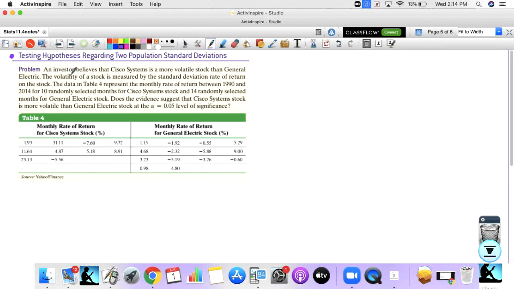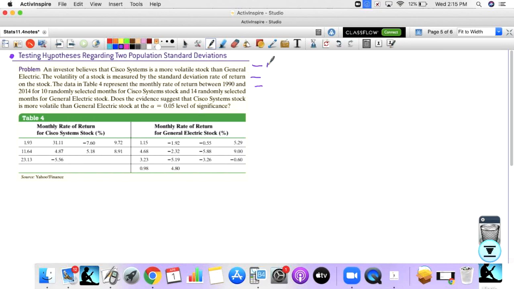You would want a stock to be very consistent, which would mean that it would have a small standard deviation. Everything would be clustered around the mean. Because volatile is kind of a negative thing, it would be something that is very inconsistent, and it would be with larger standard deviations. So the data in Table 4 represents the monthly rate of return between 1990 and 2014 for 10 randomly selected months for Cisco and 14 randomly selected months for GE. So does this evidence suggest that Cisco Systems stock is more volatile than GE stock at a 0.05 level of significance? Before we do anything with this problem, we need to check three things.